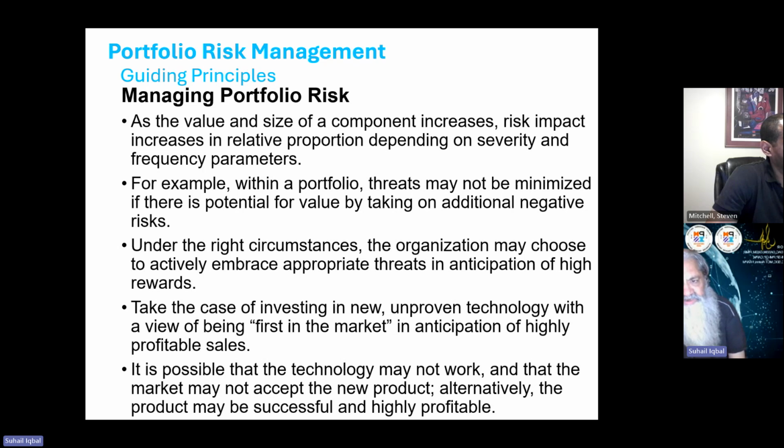For example, within a portfolio, threats may not be minimized if there is potential for value by taking on additional negative risks. Now, this is interesting. What do they say in risk management? In anticipation of an advantage, whatever amount of risk are you ready to take? There is an anticipation of potential for value. If you exploit that potential for value, you have to take a little bit more of negative risks. We are going to take it on.